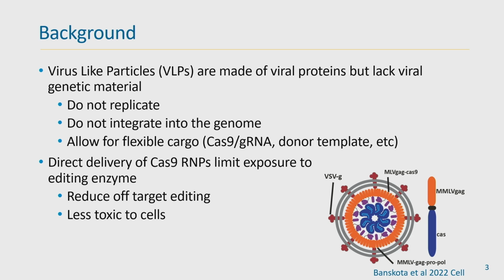And as a result, they tend to have less off-target editing and tend to be less toxic to the cells. The VLPs that we're using are based off of the Banskota et al. 2022 Cell paper published by David Liu's lab. A key feature of those VLPs are these Cas9 GAG fusion proteins, where the Cas9 is linked to the MMLV GAG by a cleavable peptide linker that gets cleaved during VLP maturation.